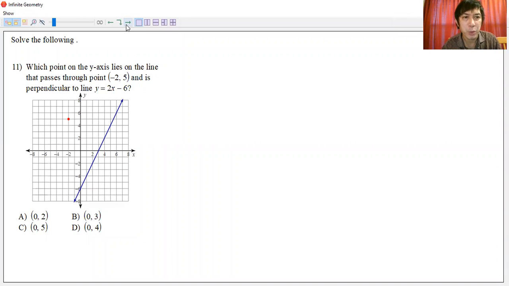Here's number 11. Which point on the y-axis lies on the line that passes through the point negative 2, 5 and is perpendicular to y is equal to 2x minus 6? Okay, which point on the y-axis? All right, we're looking for a point on the y-axis. That means the point along the y-axis has a 0 value for x. So 0, b. We're looking for this point, okay? All right. And the given point that we have is negative 2, 5.